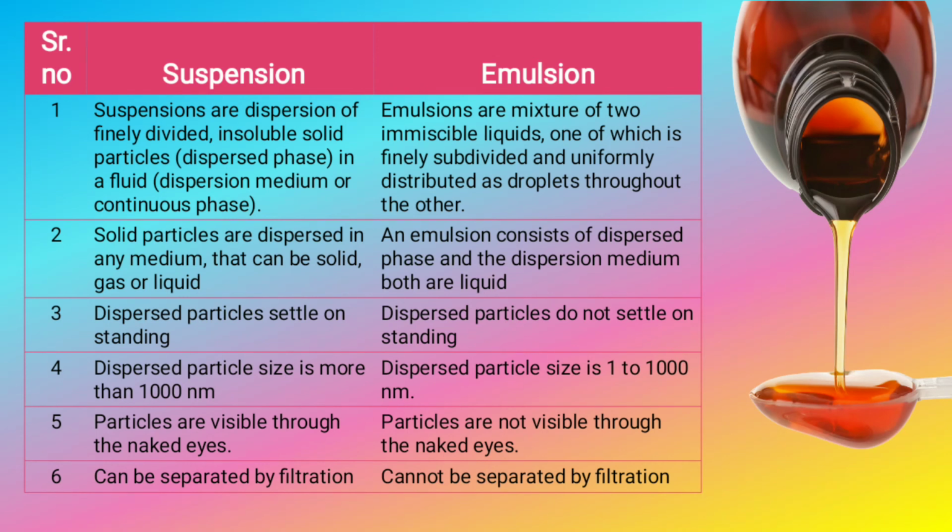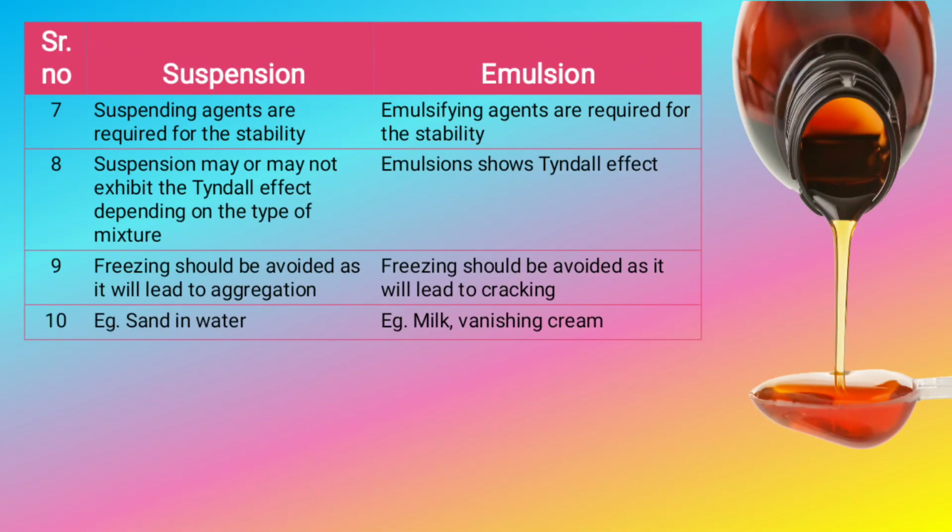Particles are visible to the naked eye in suspensions, whereas particles are not visible to the naked eye in emulsions. Suspensions can be separated by filtration. However, emulsions cannot be separated by filtration. Looking at further differences, suspending agents are required for stability in suspensions, whereas emulsifying agents are used for stabilizing emulsions.